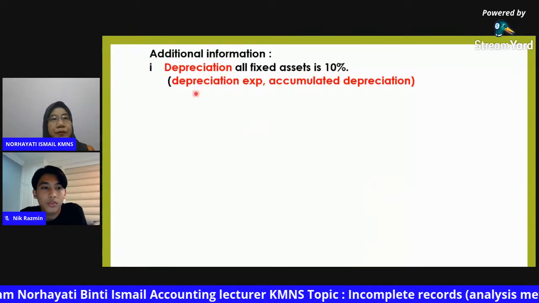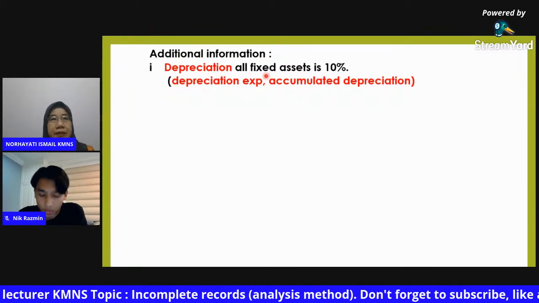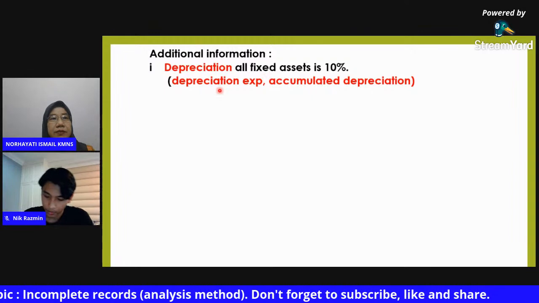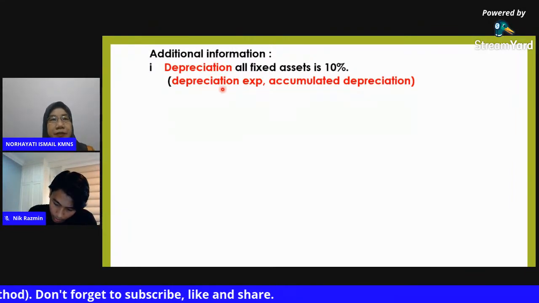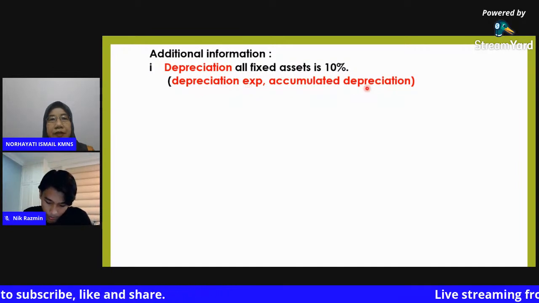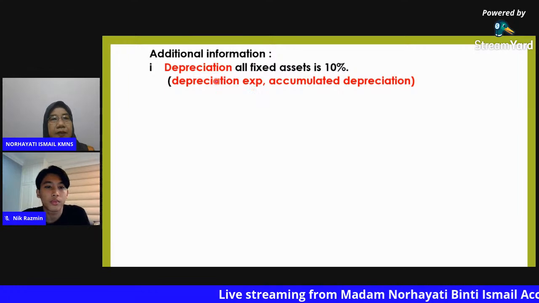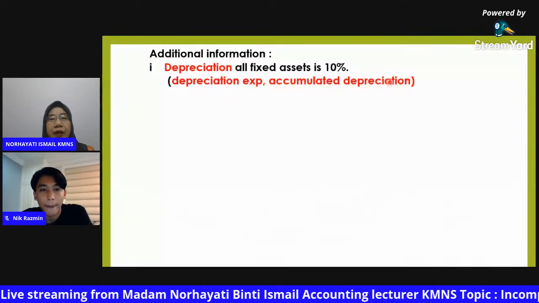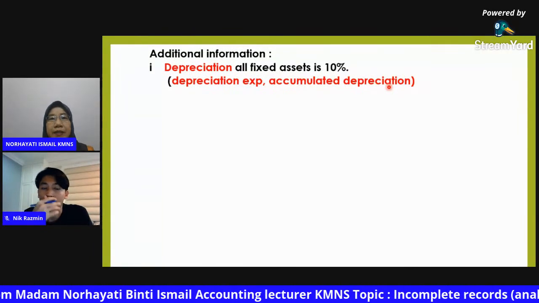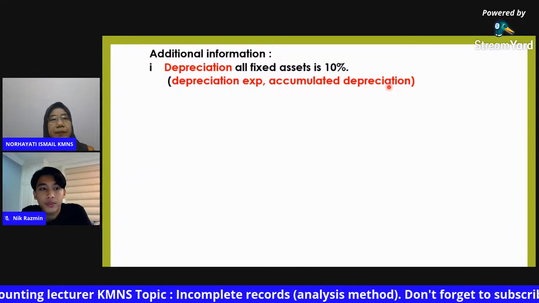Okay, you have to calculate depreciation for all fixed asset. So this is a transaction. So debit depreciation, credit accumulated depreciation. So this one we have to record in the statement of income. And the accumulated depreciation we have to record in the financial position contra with asset.